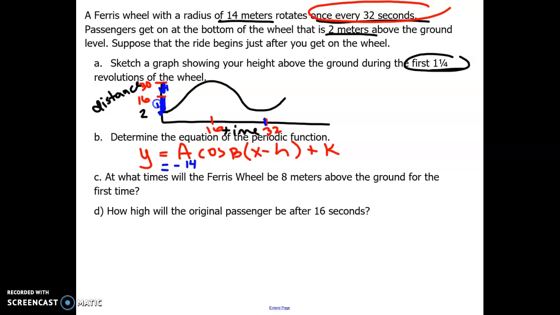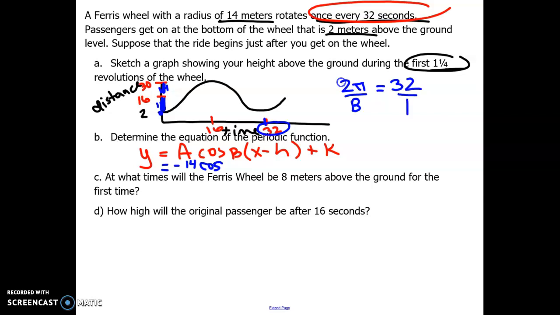So next we have to come up with the b value. I know that the period of a cosine graph is 2 pi over b. And this time I know the period. The period is 32 seconds because that's when it will complete one revolution. So I'm going to use my little formula and I'm going to trade out 32 for the period.